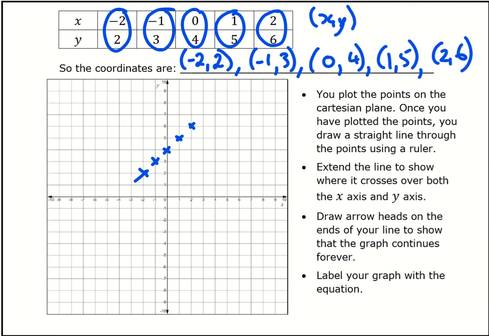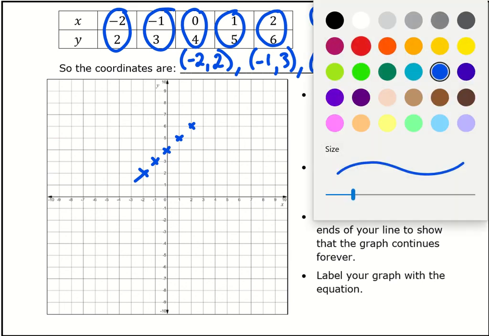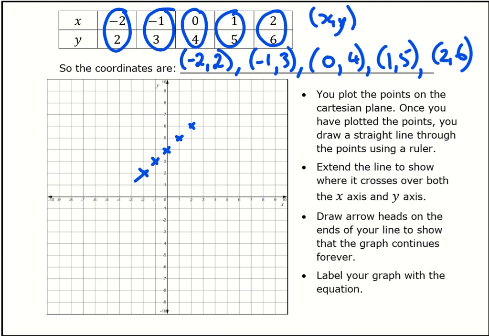And what I'm going to do now is draw myself a straight line for that. So let me just change to a different colour. And this is where I'd get my trusty ruler out and draw a straight line that goes up through those points. I want to have an arrowhead at both top and bottom to show that it continues on in both directions. And I want to write the equation y equals x plus 4 above that line. And so there is how to draw using our table method.